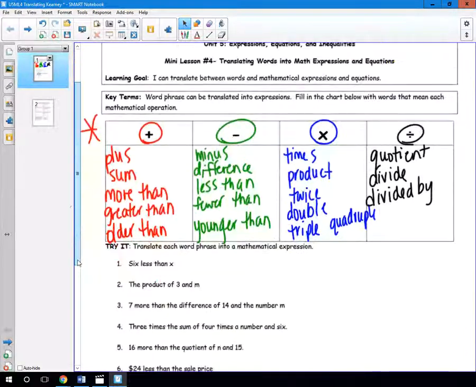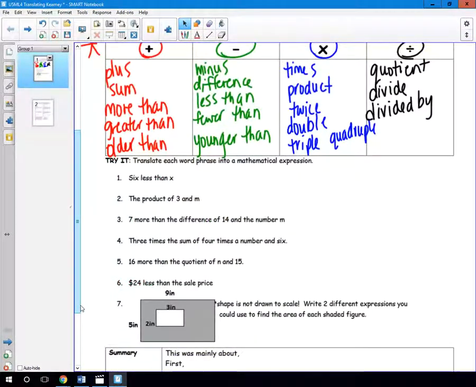Okay, I'm going to have you try. We're just going to start with a pretty basic one. We're going to start right here with number 1. Okay, the first thing I want you to do is when you read these phrases or these word problems, I want you to first figure out what is the variable. What are you missing? Okay, so this says 6 less than X. So find that missing piece. That missing piece is X.